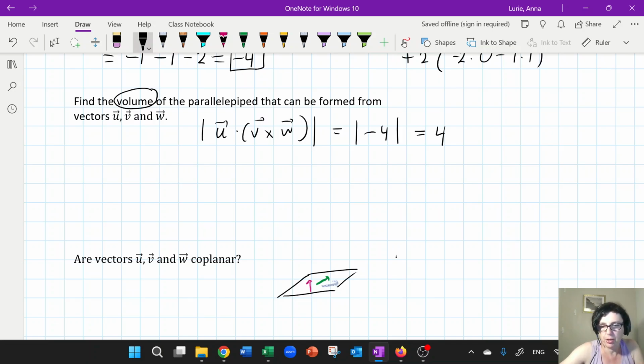So is the scalar triple product u dot v cross w equal to 0? If yes, then coplanar. If not, then no. Well, because we've got 4, which is obviously not 0, so we will say no, not coplanar.